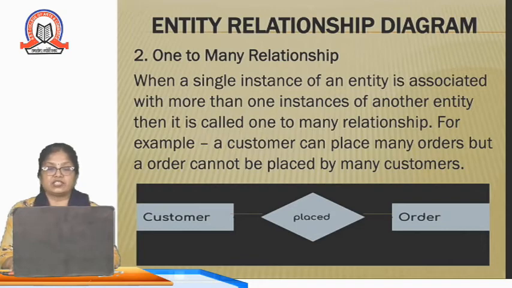One to many relationship: when a single instance of an entity is associated with more than one instances of another entity, then it is called one to many relationship. For example, a customer can place many orders.